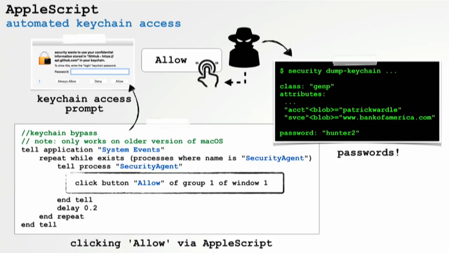Now, in the context of this talk, though, we're most interested in utilizing AppleScript to generate synthetic events. So here, for example, we have an attacker who is trying to dump the contents of a keychain, either via the API or using the built-in security utility. As mentioned, this will generate an access prompt that Apple wants the user and only the user to interact with. Now, using AppleScript, though, on older versions of macOS, you could synthetically send a click event to this prompt, clicking allow on this button. So on the slide, we have the code to do this. And basically, you can see we're telling the security agent to click the allow button.